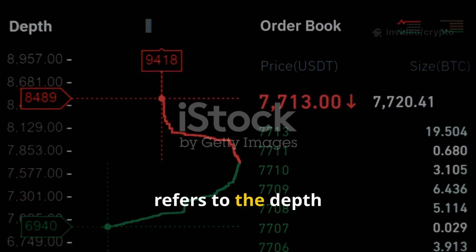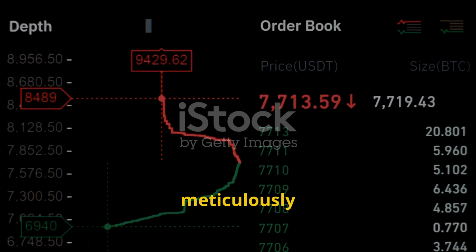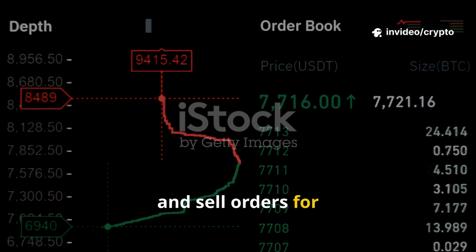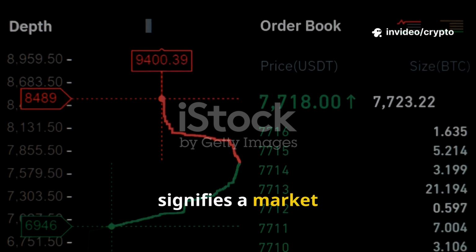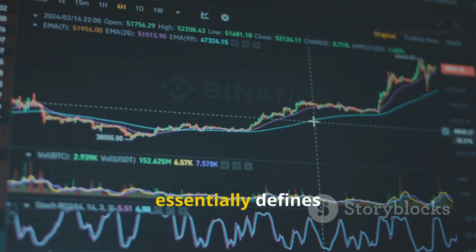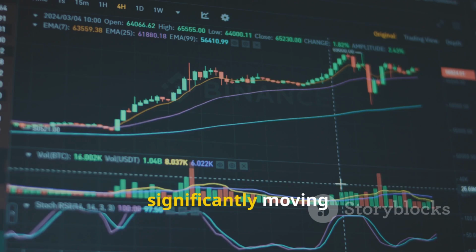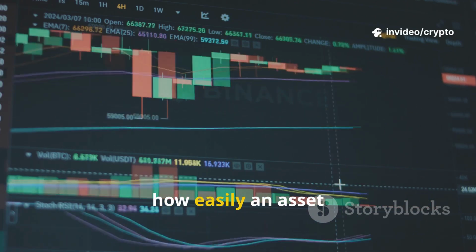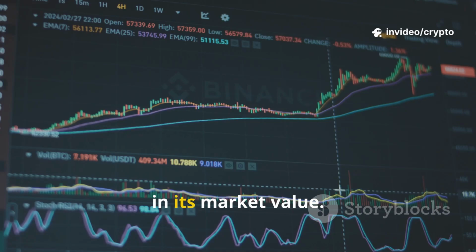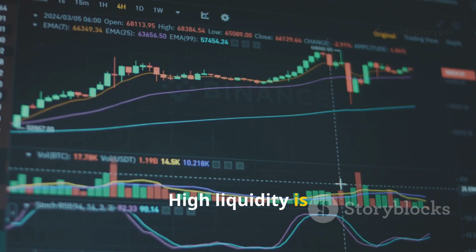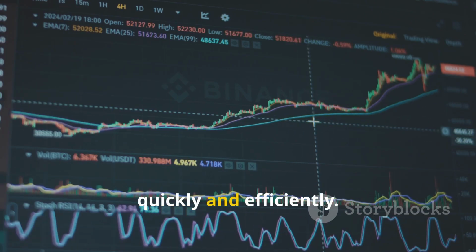Liquidity, in essence, refers to the depth of a market's order book. Think of the order book as a ledger, meticulously recording all buy and sell orders for a particular asset at various price points. A deep order book signifies a market brimming with liquidity. Liquidity essentially defines how much you can buy or sell a particular asset without significantly moving the price. It's a measure of how easily an asset can be converted into cash without causing a substantial change in its market value. High liquidity is desirable because it allows traders to execute large orders quickly and efficiently.